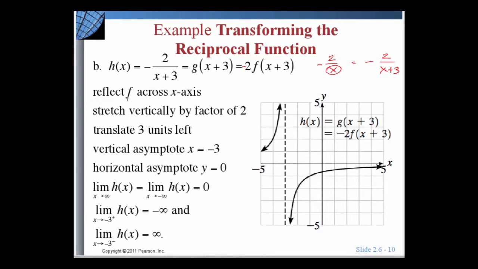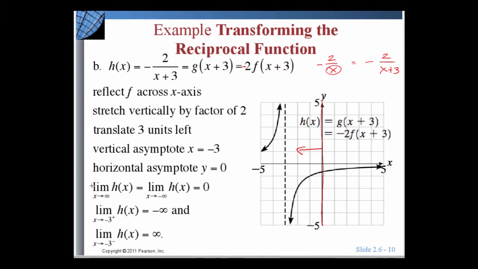So again, we're reflecting across the x-axis. We're stretching vertically by a factor of 2. This time we're translating 3 units left, because we're adding 3 to x, so we translate everything to the left 3 units. So we have a vertical asymptote now at x equals negative 3. Originally it was right here on the y-axis, so that gets translated 3 units to the left. Our horizontal asymptote is still at y equals 0.